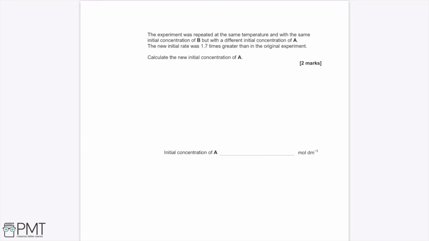The final part of this question is worth 2 marks and tells us that the experiment was repeated at the same temperature and with the same initial concentration of B, but with a different initial concentration of A. The new initial rate was 1.7 times greater than in the original experiment, and we are asked to calculate the new initial concentration of A. Earlier in the question, we are told that the rate equals k multiplied by the concentration of A squared and multiplied by the concentration of B.